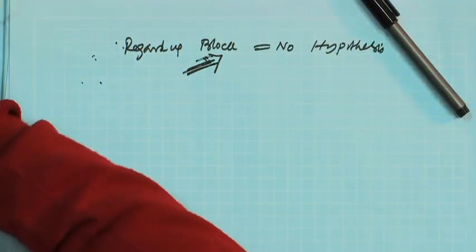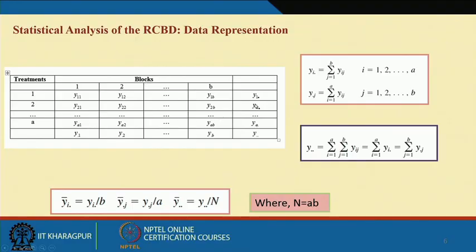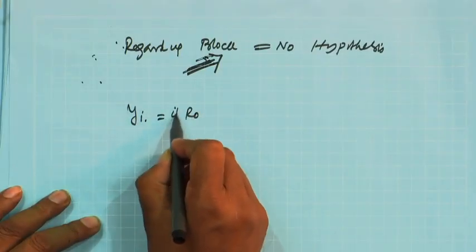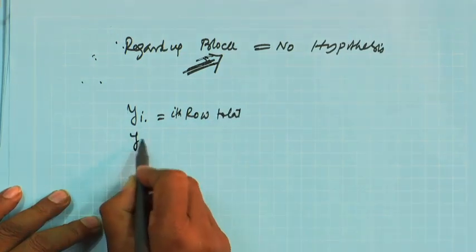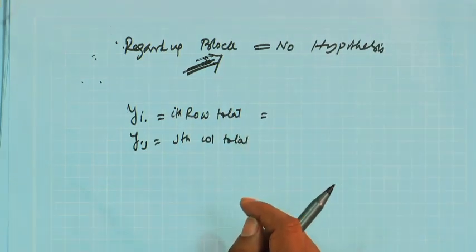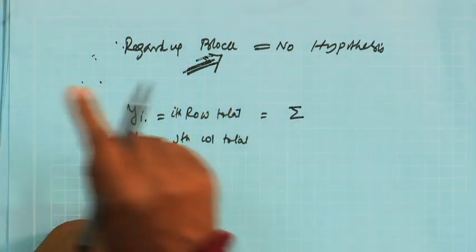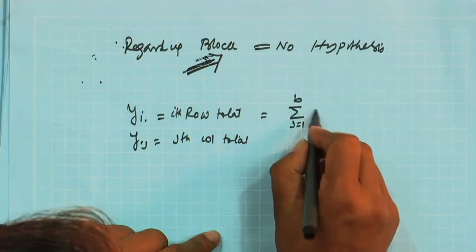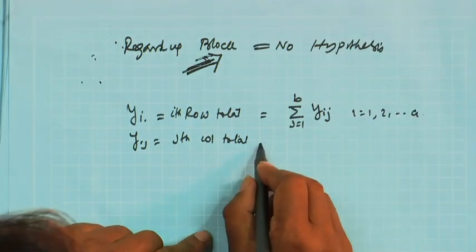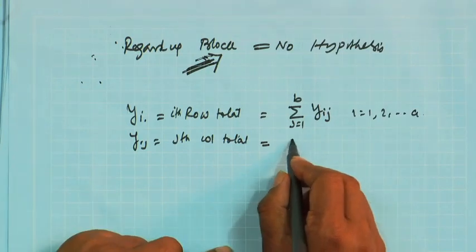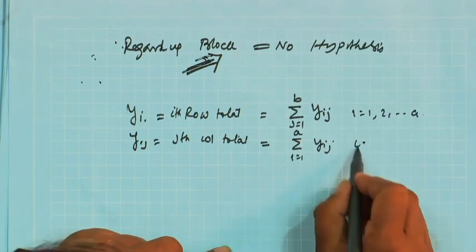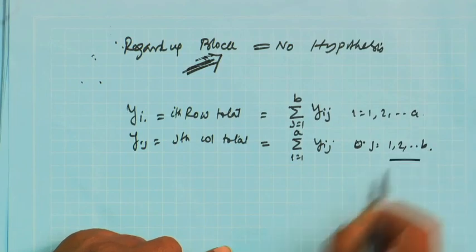So, under such a situation the calculations will be like this. What is in general y i dot? That is the row total, the ith row total, then y dot j is the jth column total, and that you know. When you are considering row total, that means you are going across all columns, so j equal to 1 to b, y i j. When you are going across a column, you are going across i equal to 1 to a, y i j.